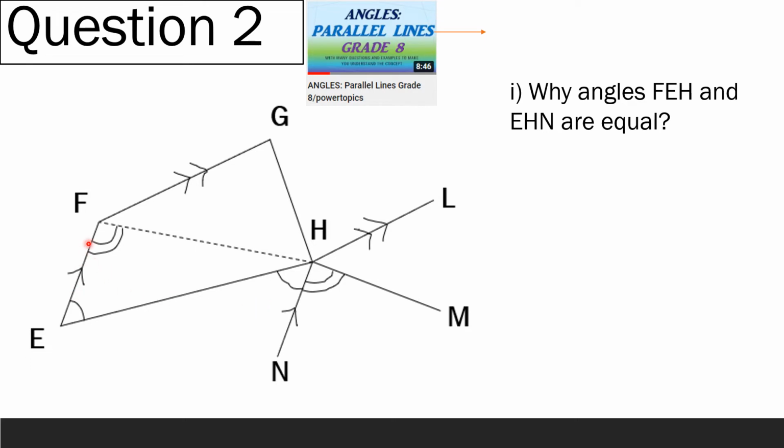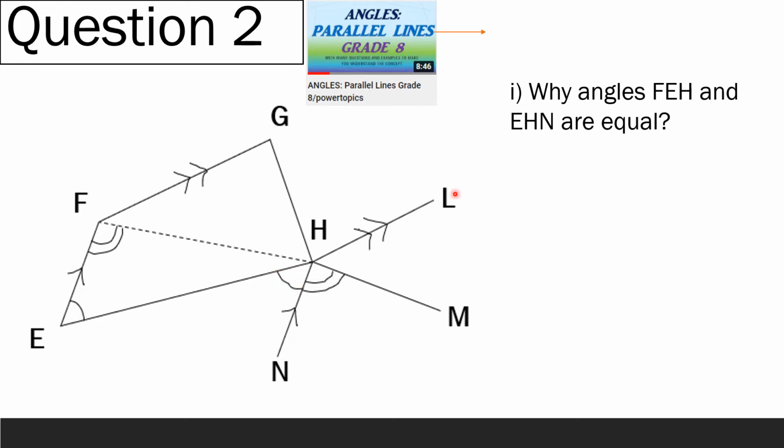So these are a pair of parallel lines, and this is another pair of parallel lines. We know by seeing the arrows here. So there are two pairs of parallel lines in total. So now the question is, why are the angles FEH and EHN equal? So FEH is this angle right here, and EHN is this angle right here.